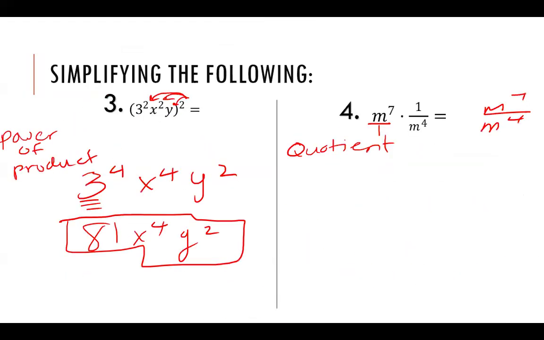Do I have the same base in the numerator and denominator? M and M. So I'm subtracting their powers. And what is 7 minus 4? So my final answer is m to the 3rd.